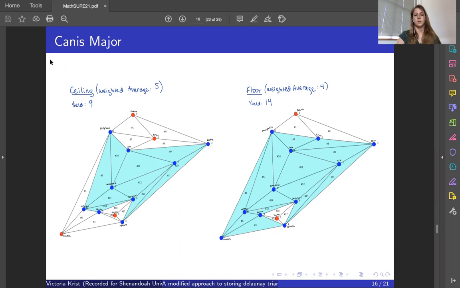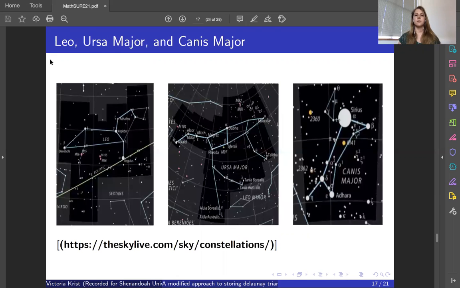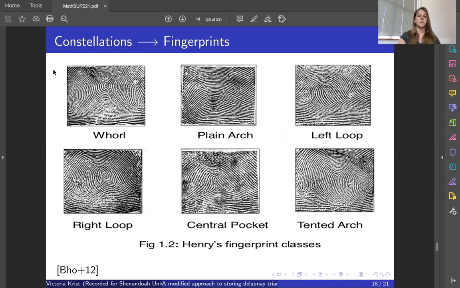Notice how in all 3 of these constellations, the weighted average for ceiling and floor were the same, and also the yield of ceiling was less than that of floor. And notice too how these triangles were preserved around the middle of these images for all 3. These 3 constellations were used and compared because they all look a lot alike. Notice mostly in the body of Leo, Ursa Major, and Canis Major, they all look very similar. This idea can be related back to fingerprints in that fingerprints within each of the 6 physical classifications have similar shapes, but are still distinct from one another.